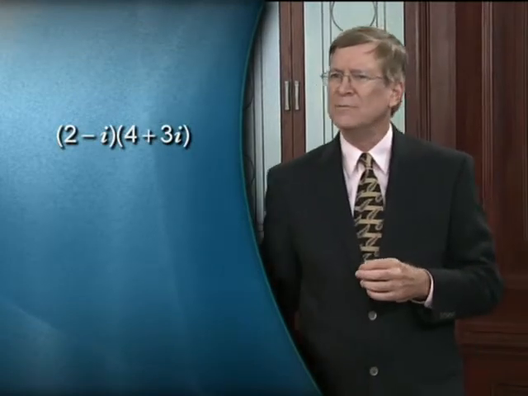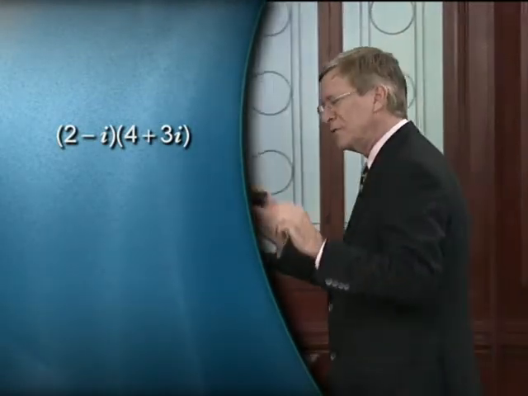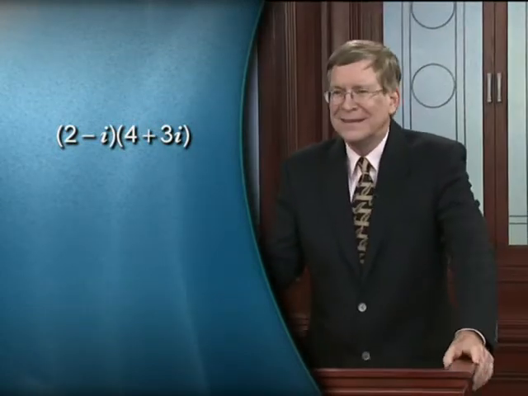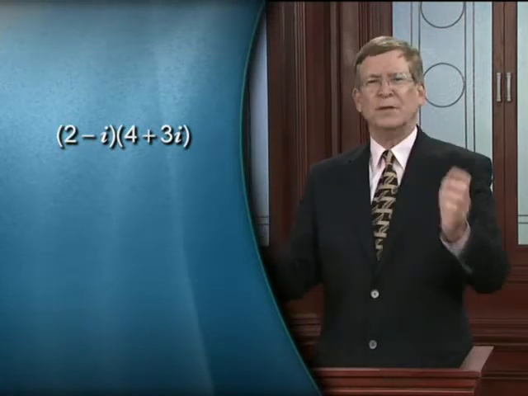Okay, we know how to add complex numbers. What about multiplying them? So let's do an example. How about 2 minus i times 4 plus 3i? How do you multiply two complex numbers together? Here's the good news. You do it as normal. In other words, you just multiply out the four terms.